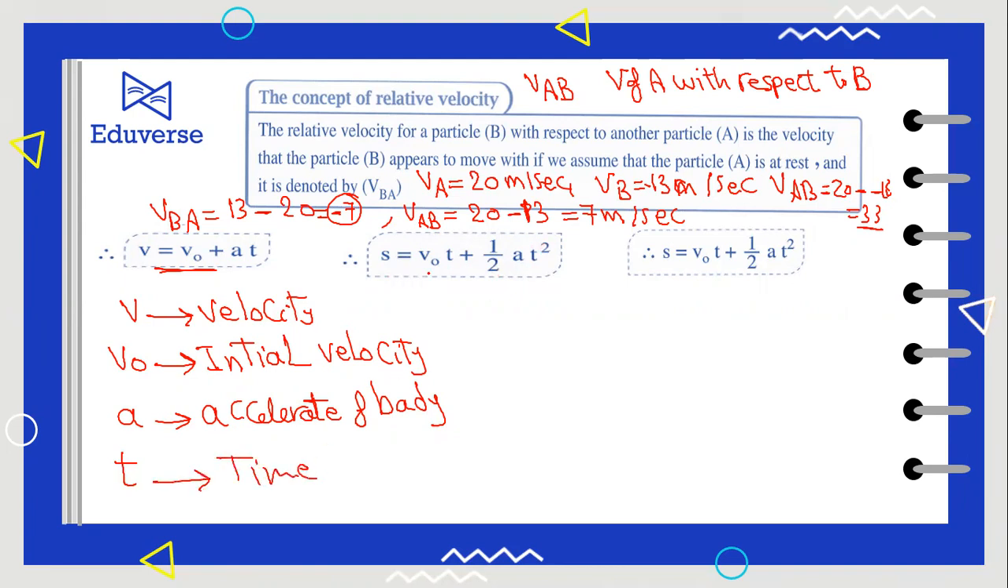Here, the second rule equals S equals V naught T plus half A T squared. V naught, T and A, I said before, but S is a new symbol, which refers to distance.